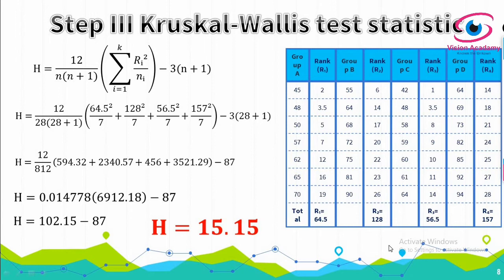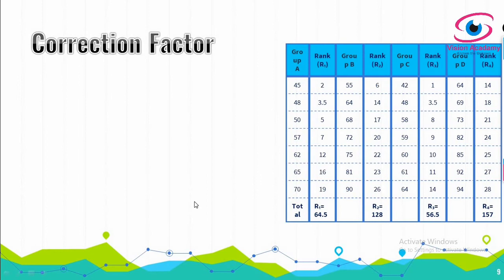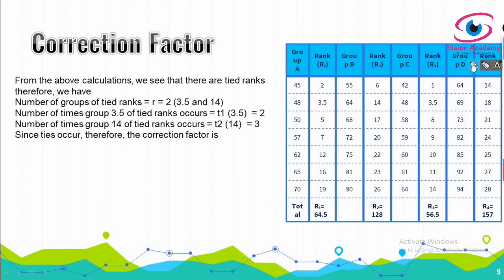So the task is not over yet because there is a tie between the samples. When there is a tie, we have to treat it differently. We have to find a correction factor. Before finding the correction factor, we have to find some more things before applying the formula. From the above calculation, we see that there are tied ranks. So let us see how many tied ranks, that is, the number of groups of tied ranks.